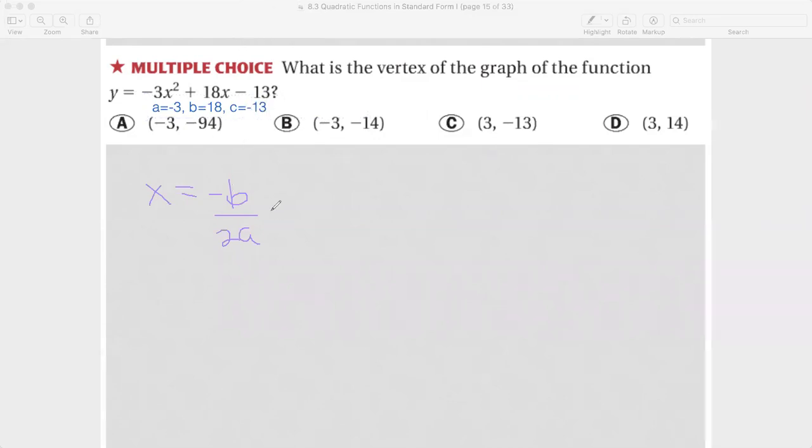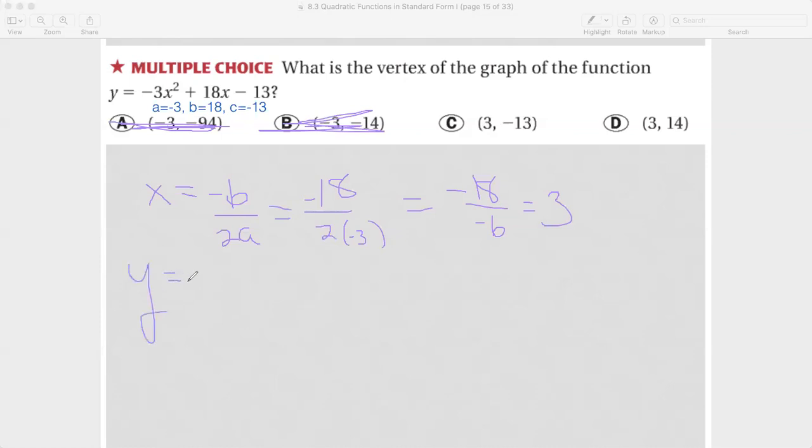Okay, so then that would give me -18 over 2 times -3. Cleaning this up. So this would give me -18 over -6, which would give me just a +3. Okay, so multiple choice is nice because you know your x value is 3, so A and B are not possible answers, so I'm going to scratch those off. And let's see. We're down to C and D. Let's go ahead and find out which one it is.